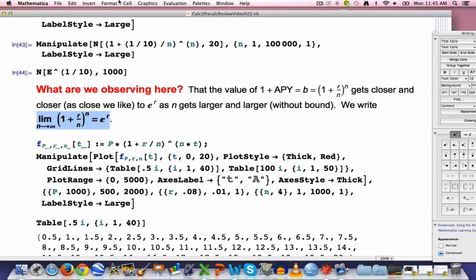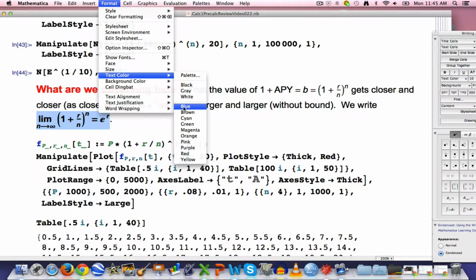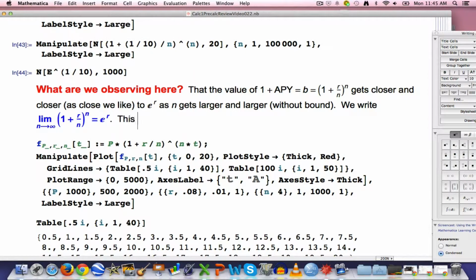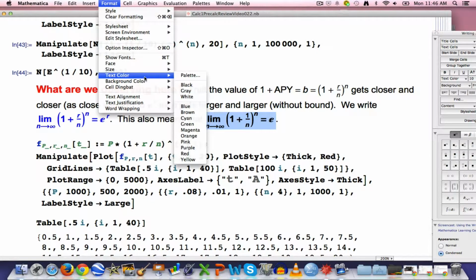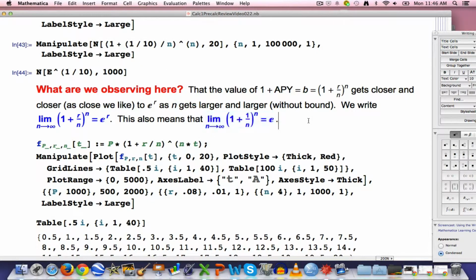Let's go ahead and boldface this and make it blue. This also means that, well, if we copy and paste this whole thing over here, if I replace r with 1 to get e, that this limit is also true. I don't know why I lost the boldface in blue there. Sometimes it stays, sometimes it doesn't.